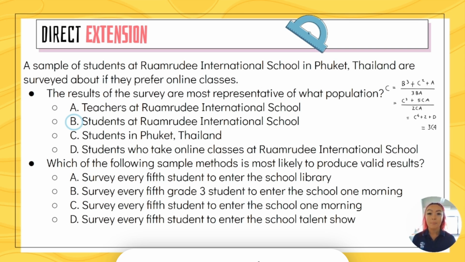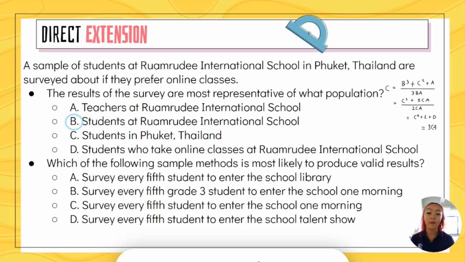B says, survey every fifth grade 3 student to enter the school one morning. Well, I don't think that would provide the most accurate results because then we're only going to get an idea of what the grade 3 students prefer, not the students of the whole school.